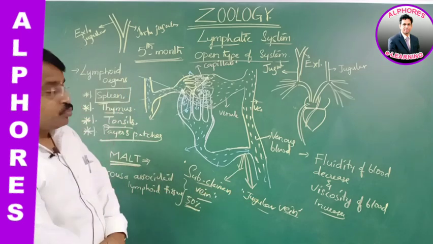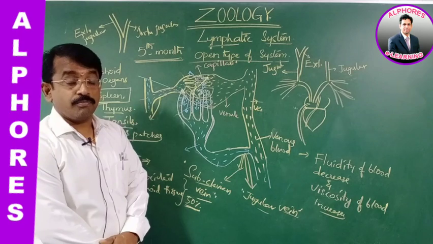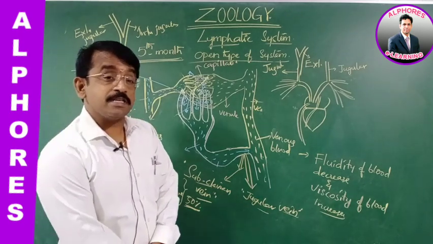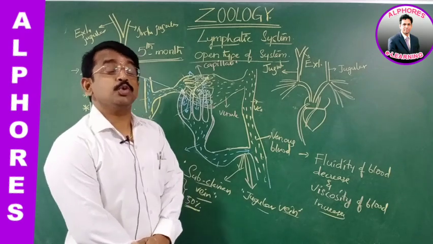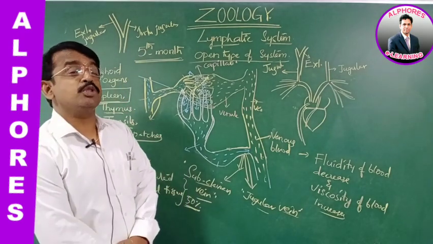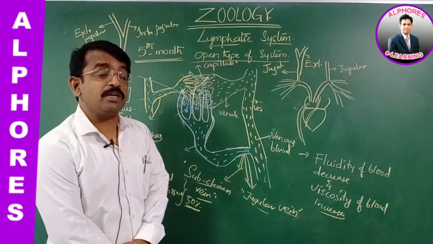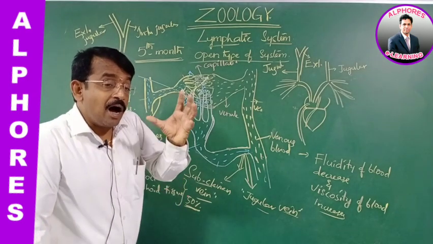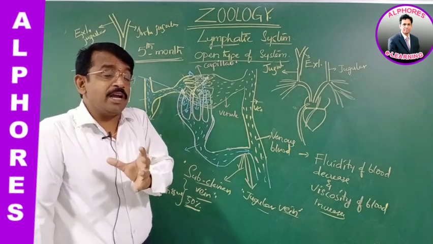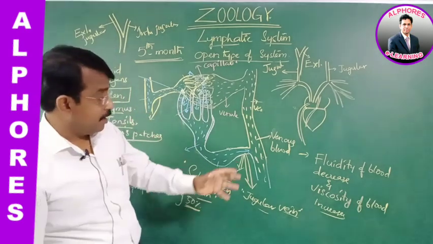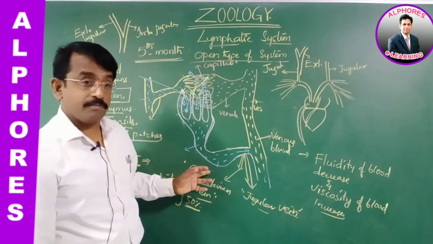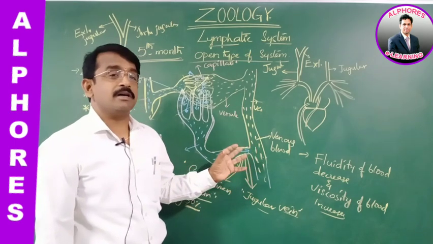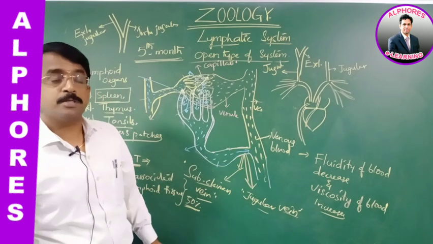Now, how does it flow? The lymphatic vessels and veins have smooth muscles. The smooth muscles exhibit peristaltic movement, and this peristaltic movement allows the lymph to flow towards the lymphatic duct, which finally drains the lymph into the venous system of the blood.